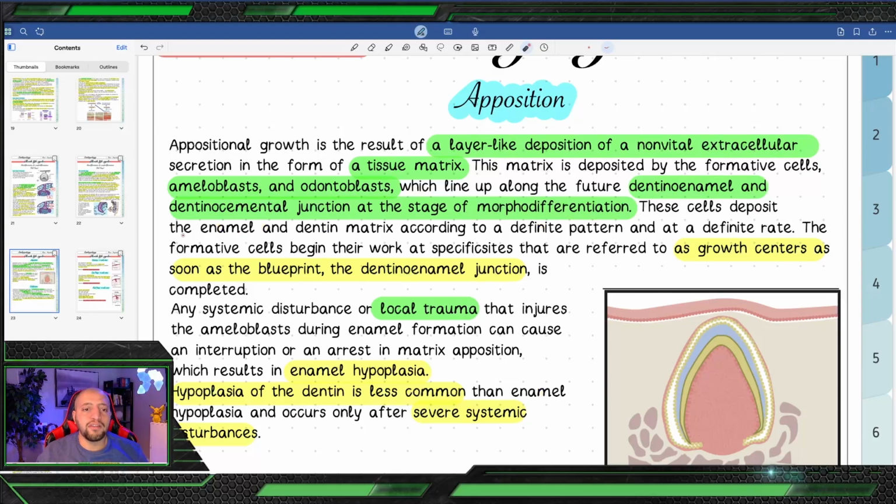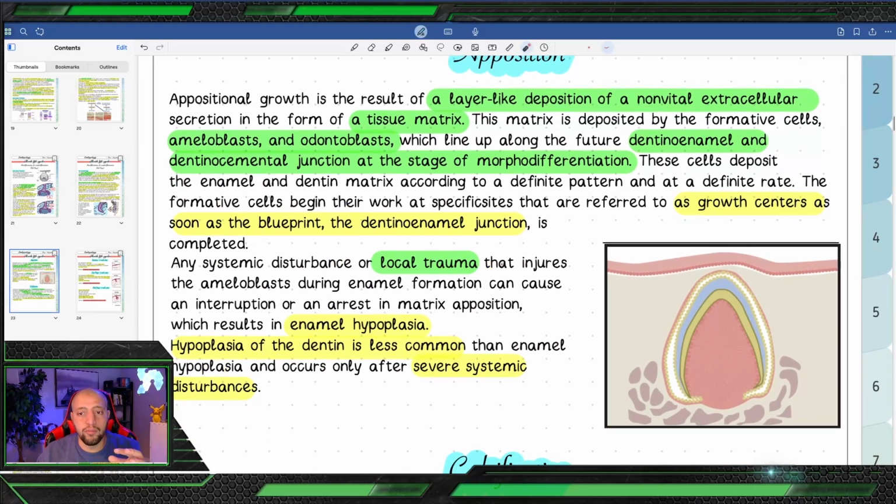These cells deposit the enamel and dentin matrix according to the definitive pattern and at a definitive rate. The formative cells begin their work at specific sites that are preferred growth centers, and soon the blueprint of the dentino-enamel junction forms. Any systemic disturbance or local trauma that injures the ameloblasts during enamel formation can cause interruption or an arrest in the matrix apposition, which results in enamel hypoplasia.